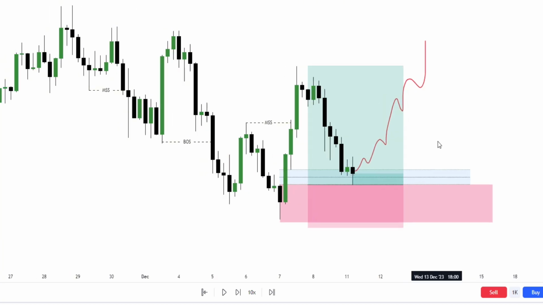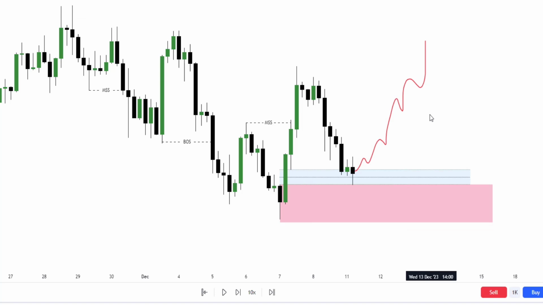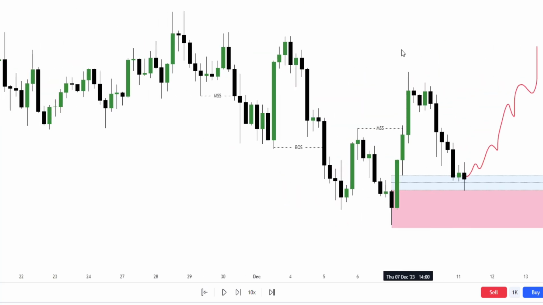So this is what I ask you to do every time you come across this. It's not every pullback that is important or that is for taking a trade. Now, there are two types of pullback. We have the aggressive pullback and we have the corrective pullback.